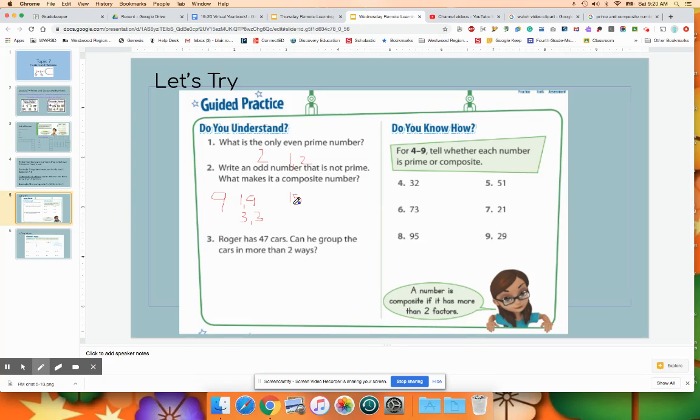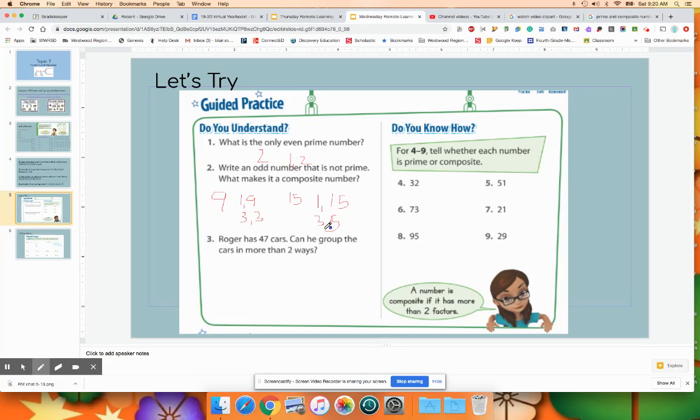15 is an odd number, but it has the factors of 1 and 15 and 3 times 5. So it is a common mistake. But all odd numbers are not prime. After the number 2, the numbers that are prime are odd, but not all odd numbers are prime.